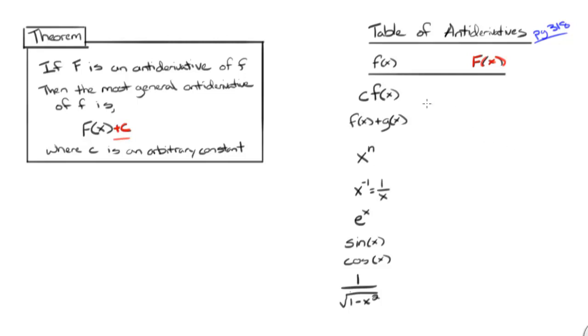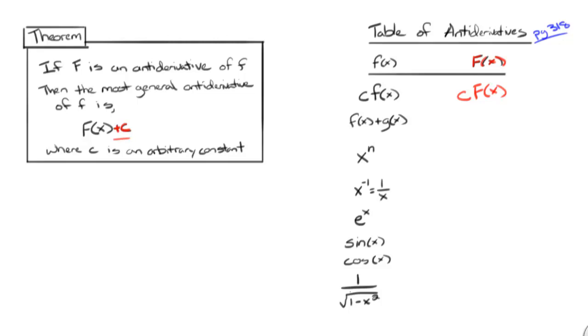The first is, when you have a constant affecting a function, being multiplied into a function, it really has no effect on the antiderivative. So the statement here is the antiderivative of c times f of x is just c times big F of x. Again, what that just generally means is that constant terms don't do much. They just chill out as you're finding an antiderivative.